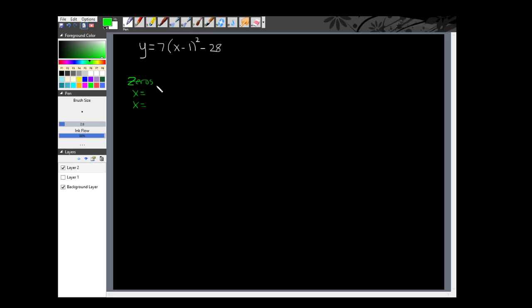So to find the zeros, again, you take this equation, and where the y is, you put a 0. So I'm setting the equation equal to 0. All right, and then now we go about solving it. So the first thing that we have to do to get x alone is get rid of any addition and subtraction from the grouping symbol. So I'm going to add 28 to each side.